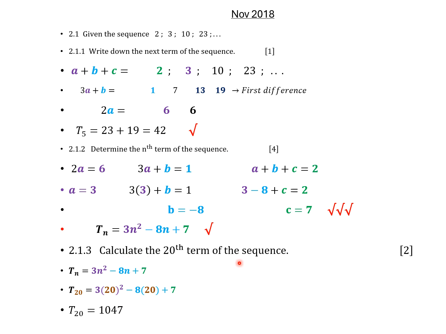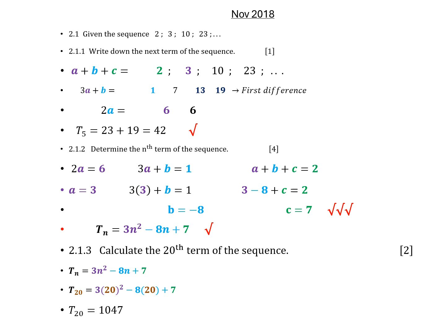2.1.3, calculate the 20th term of the sequence. So Tn equals 3n squared minus 8n plus 7. To get the 20th term, I just simply substitute 20 in the place of n, and wherever I see n, I place 20, so that is 3 times 20 squared minus 8 times 20 plus 7. That gives me 400 times 3, which is 1200, minus 160 when I multiply that, plus 7, which then gives me 1047. 1 mark for substitution, 1 mark for answer. Very important that you understand. So that's a very basic exam question.